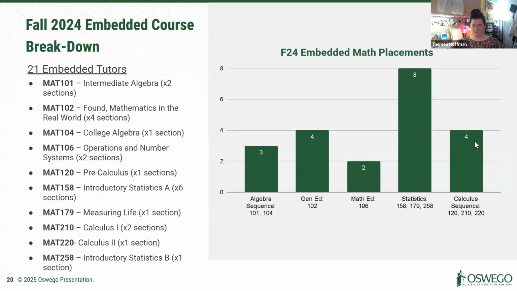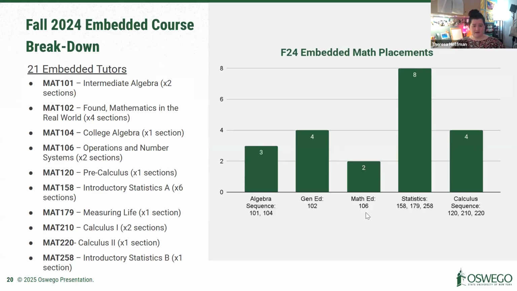And you'll hear me talk in a little bit, we did have significantly more tutors during the spring 25 semester. Here in the fall, we had 21 embedded tutors. In the spring, we had 36, but I'll talk about the spring at the very end. So we were able to spread out a little bit more, but here you'll see a big presence in stats, gen ed, and even calculus. We're always hoping to expand and get as many tutors in more classes as possible, but this is what the fall looked like.